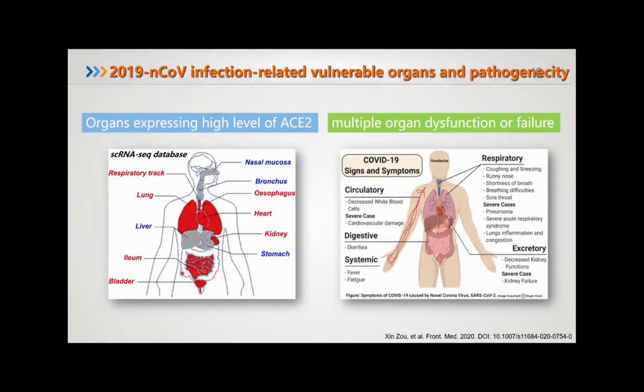Hans Guang's lab identified through single-cell RNA-seq data analysis that the organs in red, such as lung, heart, esophagus, kidney, bladder, ileum, have a higher ratio of ACE2 expression, which is the receptor of the S protein of coronavirus, indicating the vulnerability to 2019 novel coronavirus infection.